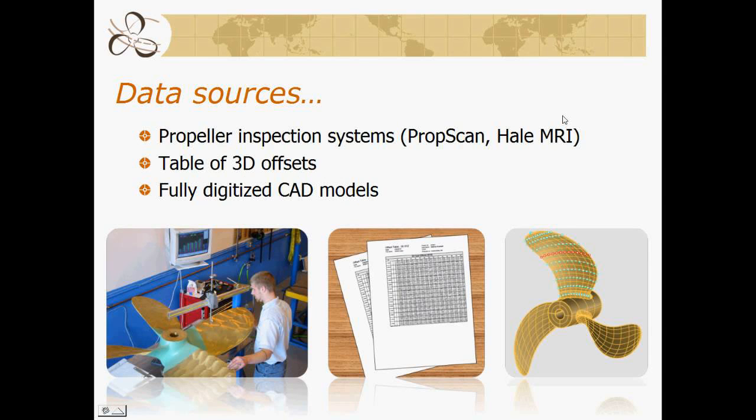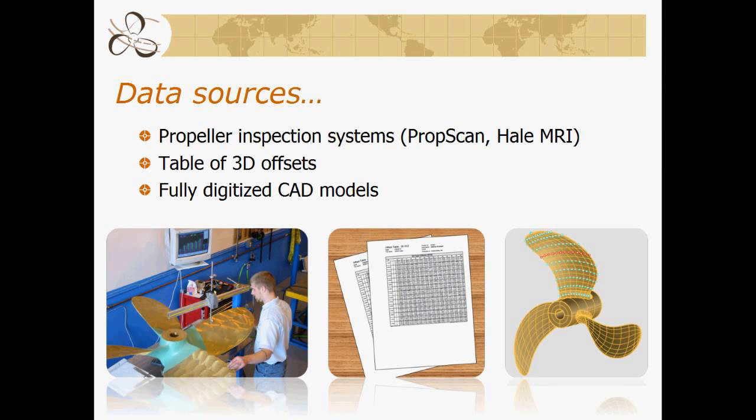The data for this comes from a variety of sources. Many of our customers are using PropScan and Hail MRI to do class-based propeller inspections. These systems can export the points that they're sampling, and these points can be used as input for Scan Converter. The next very common source of data is actually a table of 3D offsets, a printed report from a manufacturer or maybe from a publication that gives the offsets in 3D space.